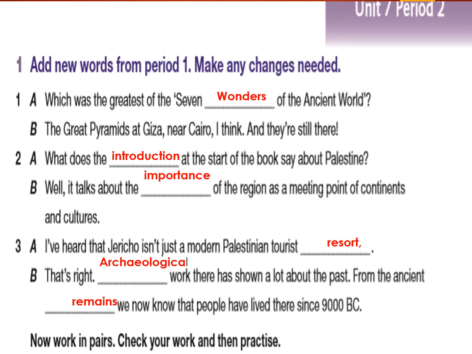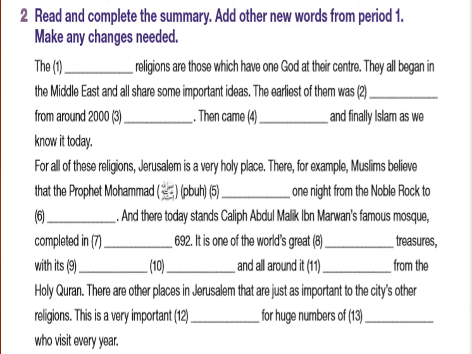Okay, now we will move to activity 2 on the same page. I will read the activity for you. Read and complete the summary. Add other new words from period 1. Make any changes needed. Now, we will try to read this summary, okay? Then we will go back to period 1 and we will use the words in period 1 in order to complete these sentences. I will give you 2 minutes in order to prepare this activity. Start, please.